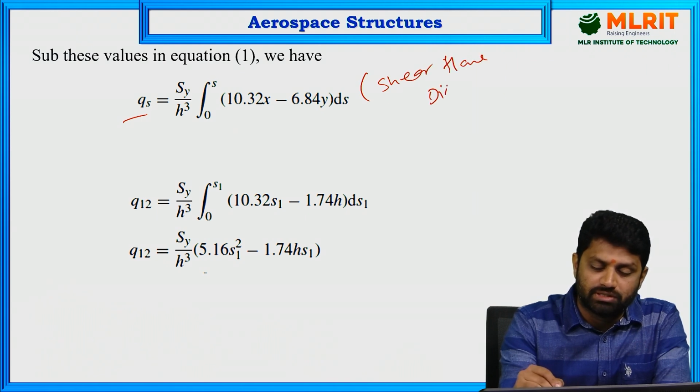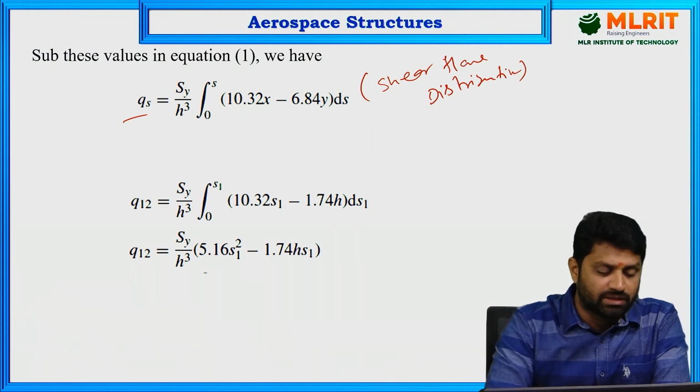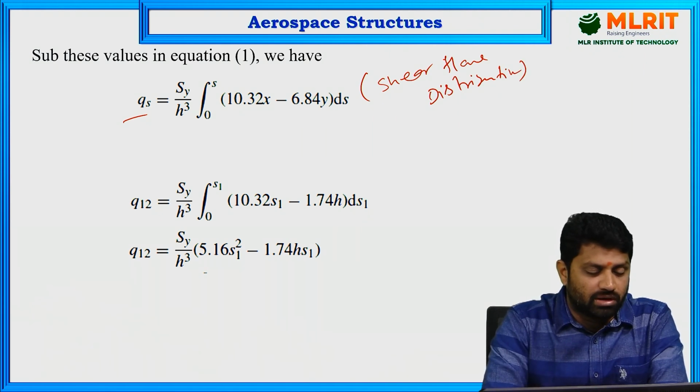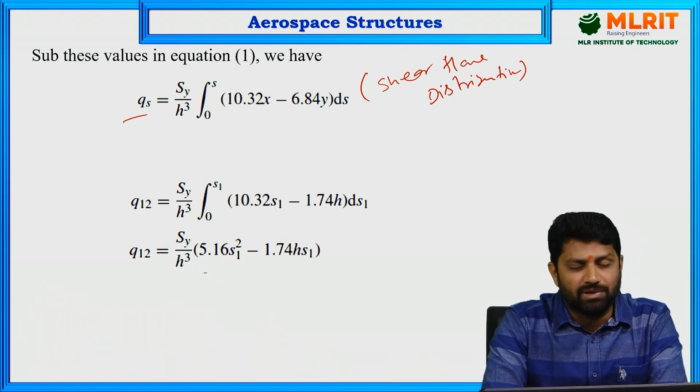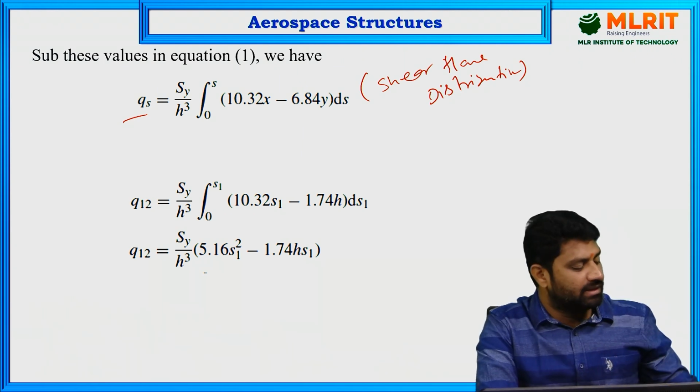Shear flow distribution, what we got, and this is a general equation, and now we have to extend it for panel 1 2 and 2C, so that it will be the same for 3C as well as C3 as well as 3 4.